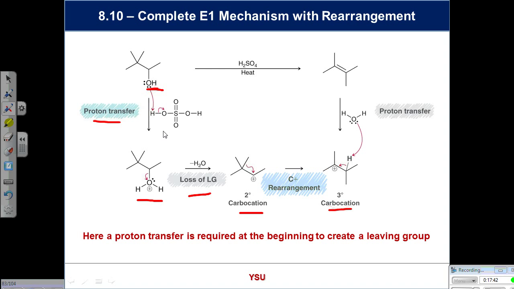Which is the rate determining step? I've got 4 steps here. Which is rate determining? The second one, loss of leaving group. High barrier or low barrier? High. Look at this carbocation rearrangement. Fast or slow? Fast. Why? It's within the same molecule. It's intramolecular. You don't have to find anything else for this to happen. It's fast. And then we have this proton transfer at the end. Fast or slow? Fast as they all are.